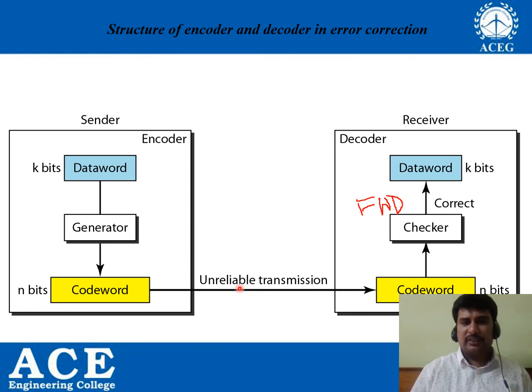Okay, so this is the difference between error detection and error correction. There, if the checker is identifying the error, we are discarding the packet. But in error correction, we are either correcting the error by ourselves or asking the sender to retransmit the same data. Got this one? Right.